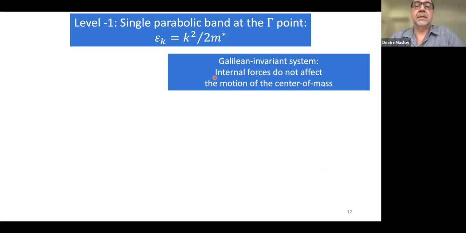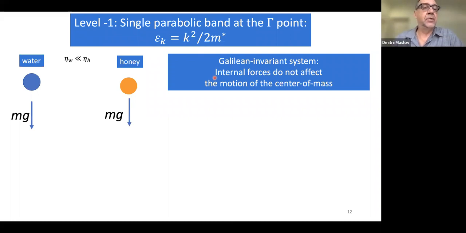And as it happens in Galilean invariant systems, internal forces do not affect the motion of the center of mass. So we can take, for example, two drops of liquid, water and honey, and they have totally different viscosity. The viscosity of water is much smaller than that of honey. But if we let them drop, they will move with the same acceleration, because the force of gravity will be acting on the center of mass, regardless of how strongly the molecules of liquid interact with each other.